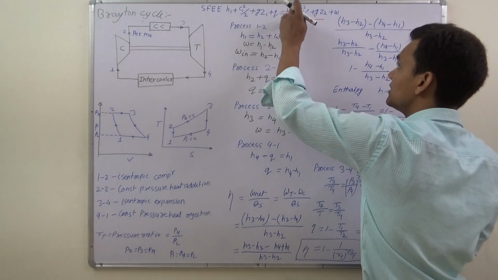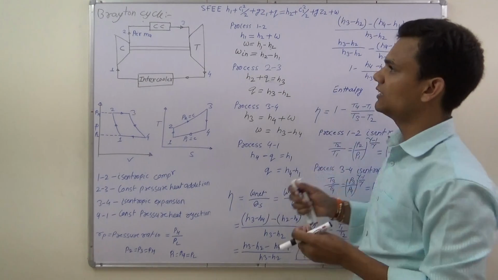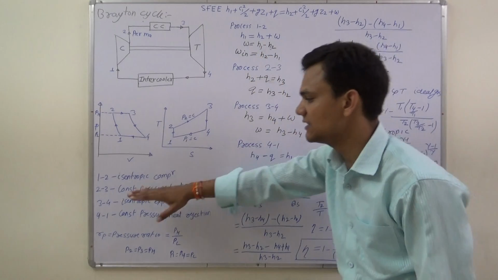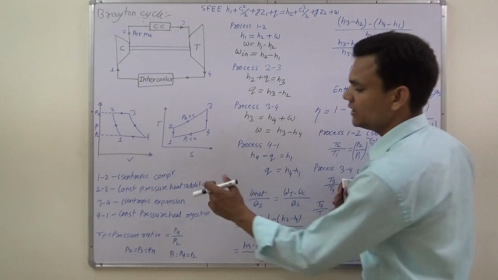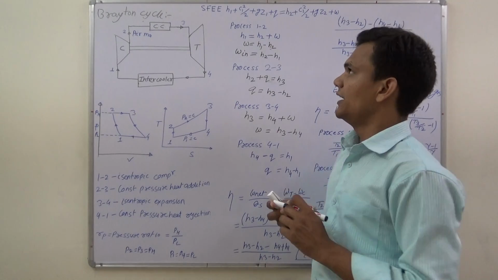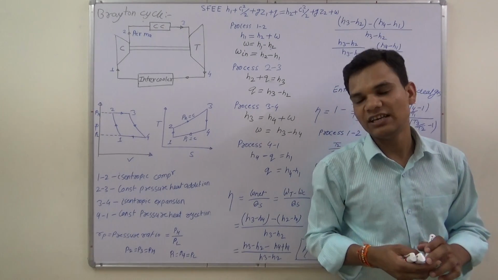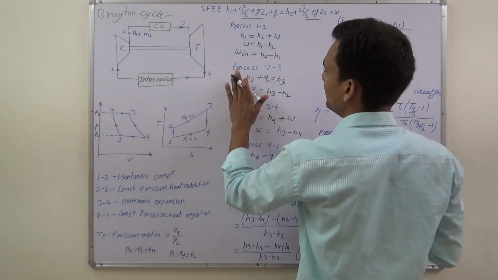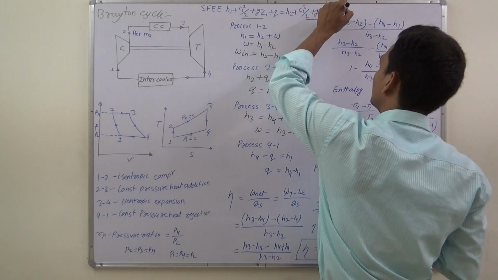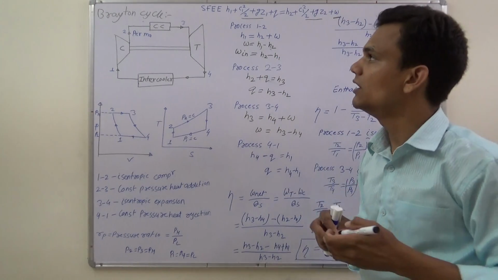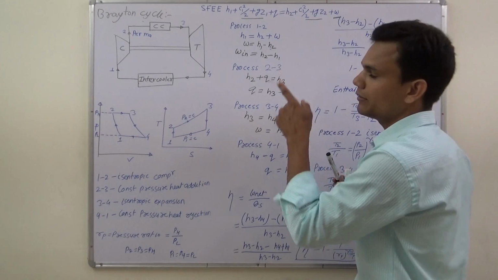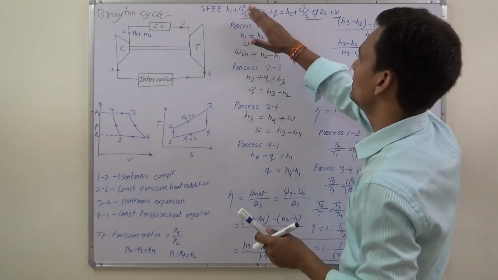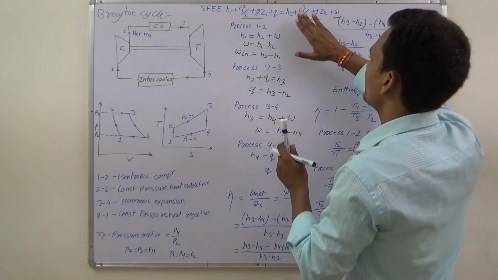Our second device is the combustion chamber, that is from 2 to 3. Process 2 to 3 takes place in the combustion chamber, that is constant pressure heat addition. And the assumption is that the change in kinetic and potential energy is zero. So these two terms will become zero. And in the combustion chamber, work is also zero, because we are not getting any type of work from the combustion chamber.